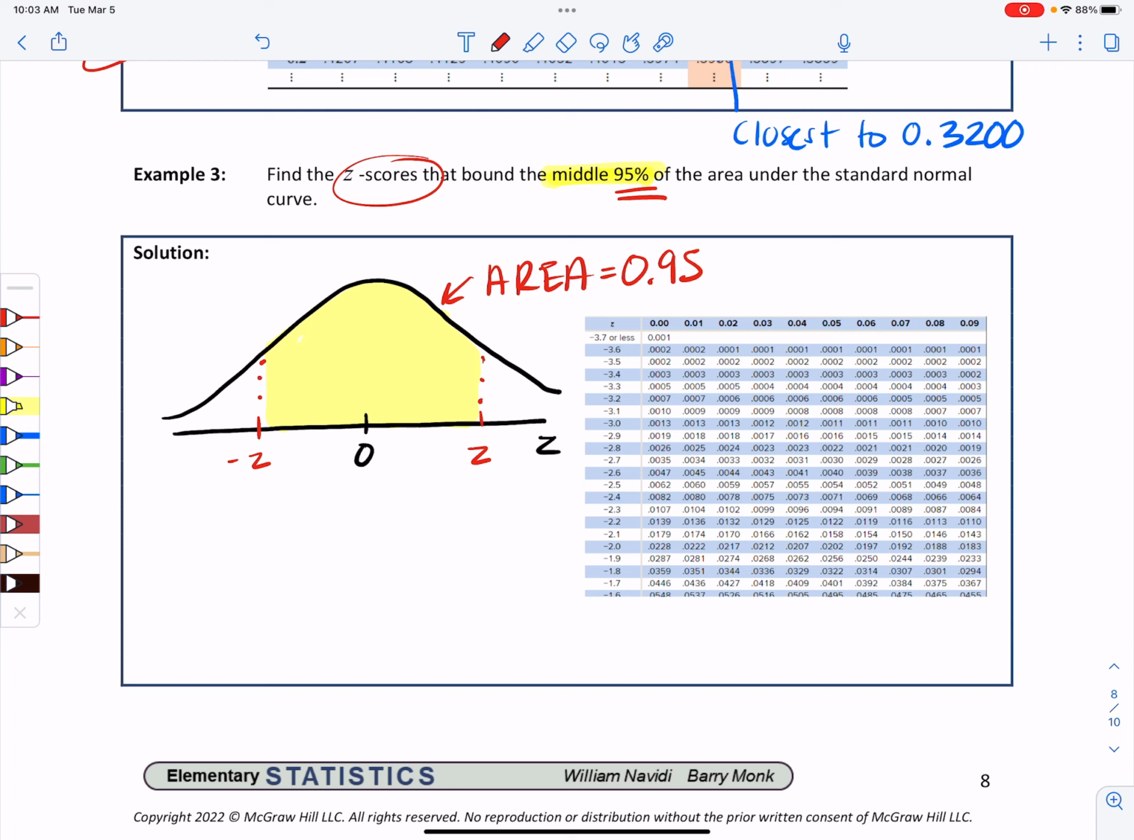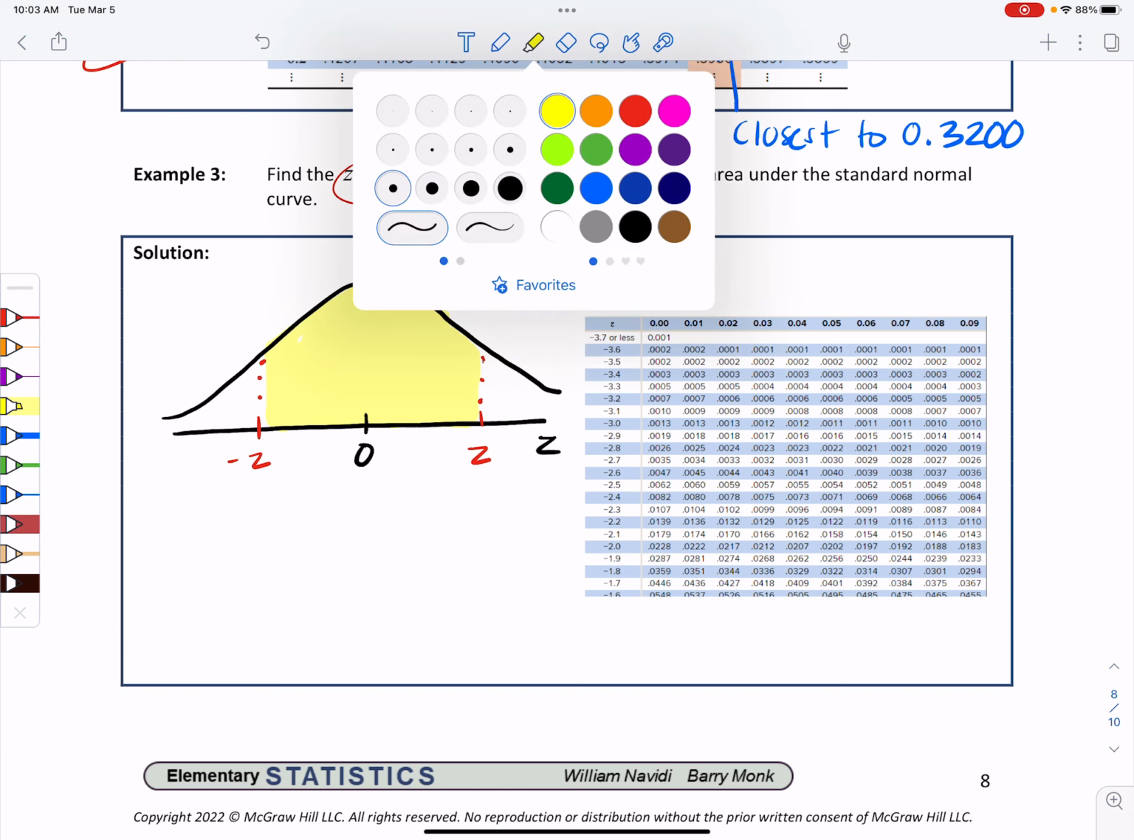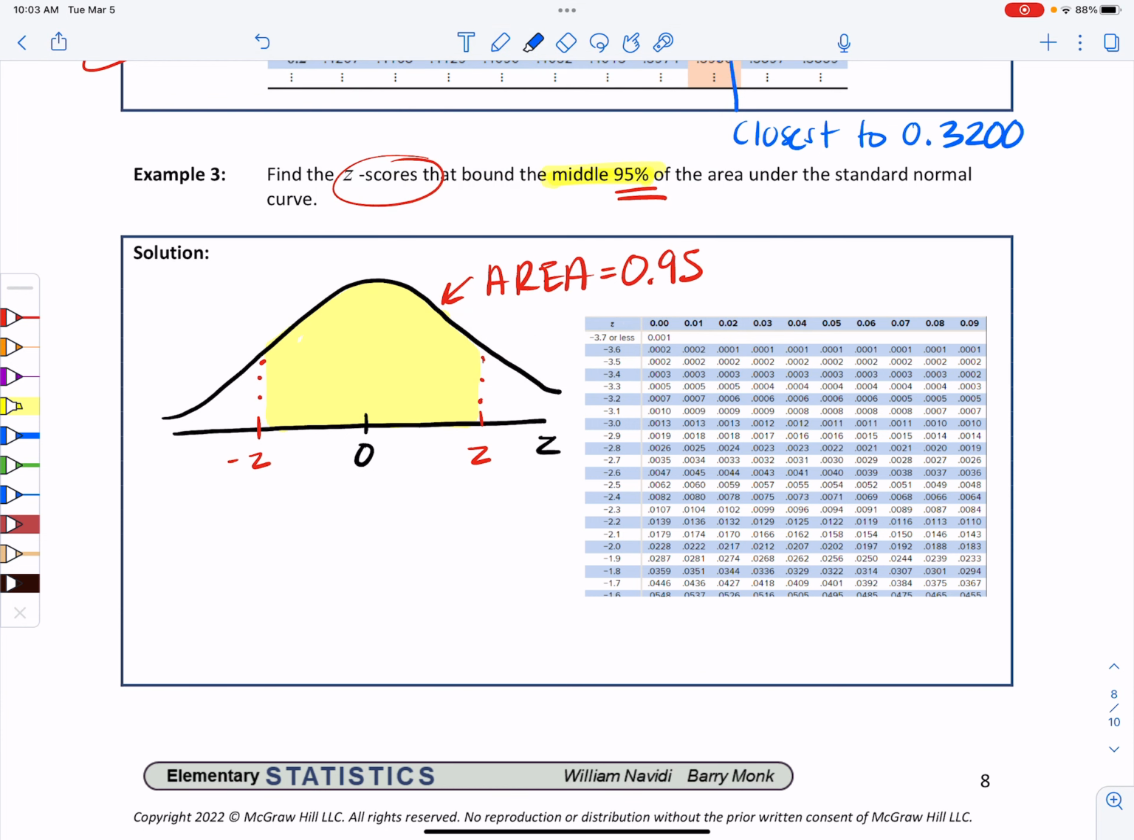Now, again, the key thing for you to remember is if you're going to use your table, you must know an area to the left. So before I can take this to my table, I've got to figure out the area for just this region down here to the left of the negative z-score. And the way you convert from an area between to an area left, you subtract it from 1. That puts you in the tails. And then you divide it by 2.